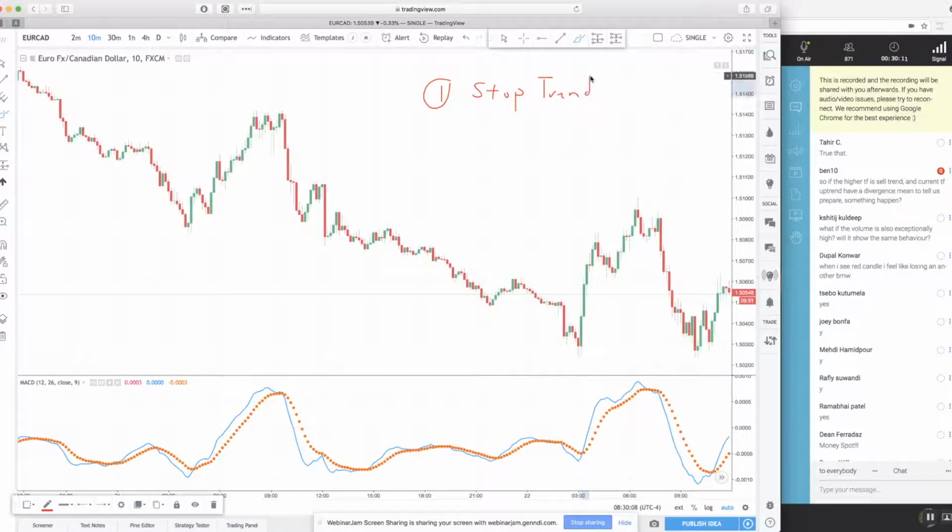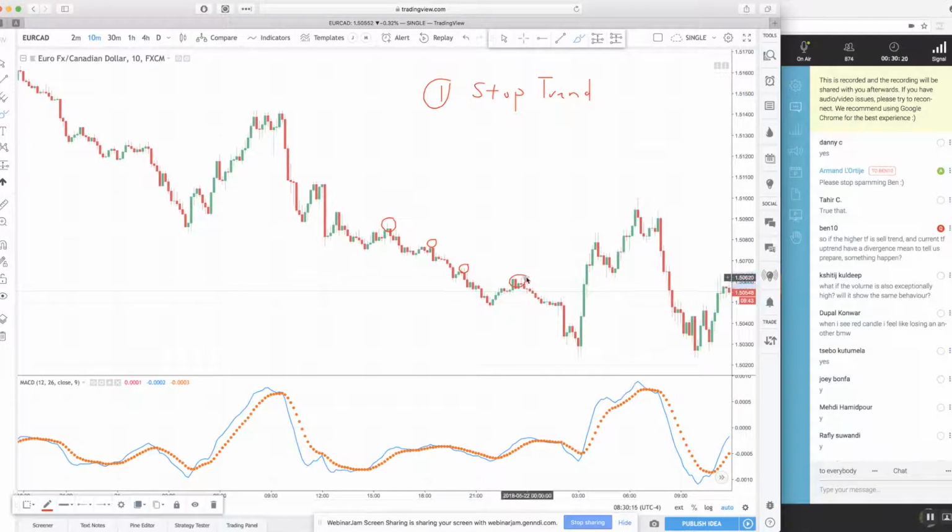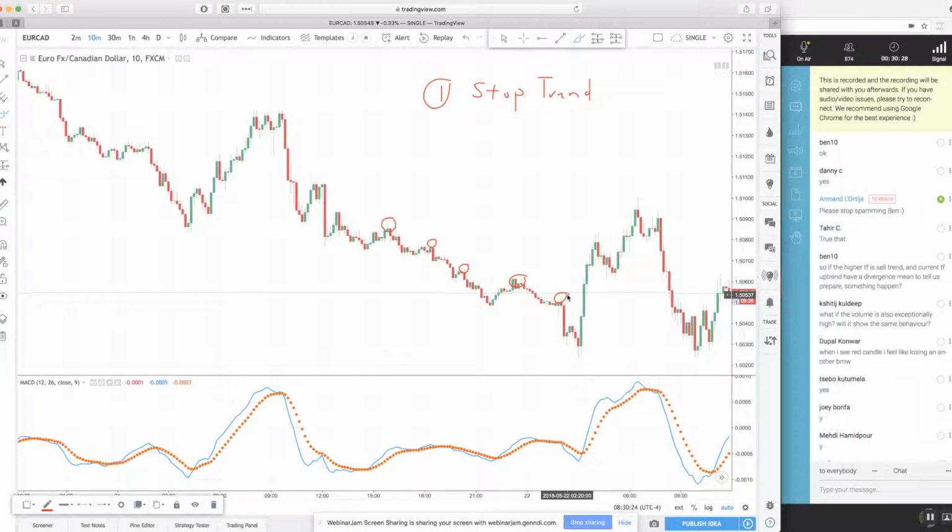You stop trend trading, so that means any pullbacks that you're trying to sell should not be happening anymore because there's something wrong in the market. You do not need to hit the sells anymore because danger is coming. You've got to be very, very careful with this. So that's step number one.